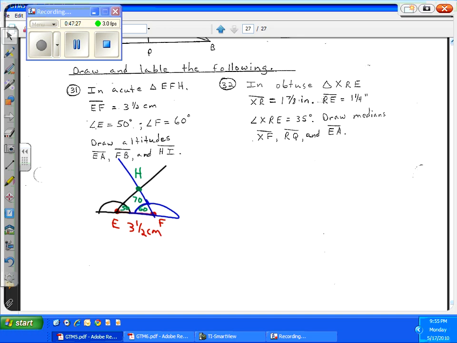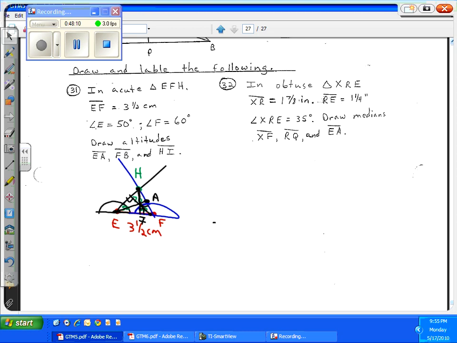You would draw altitudes EA, FB, and HI. So EA would go from E to the midpoint here. Oh, you want an altitude, I'm sorry. So it would have to go from here and hit at 90. And that would be point A. HI would go from H, hit the other side at 90. You'd call that point I. FB would go from here and hit that side at 90. And they would be concurrent.